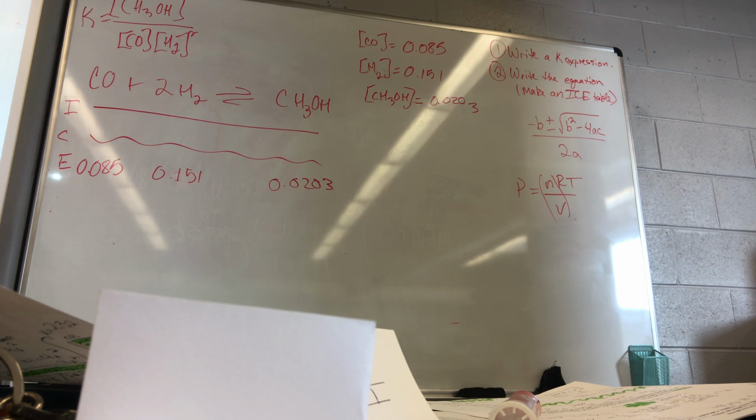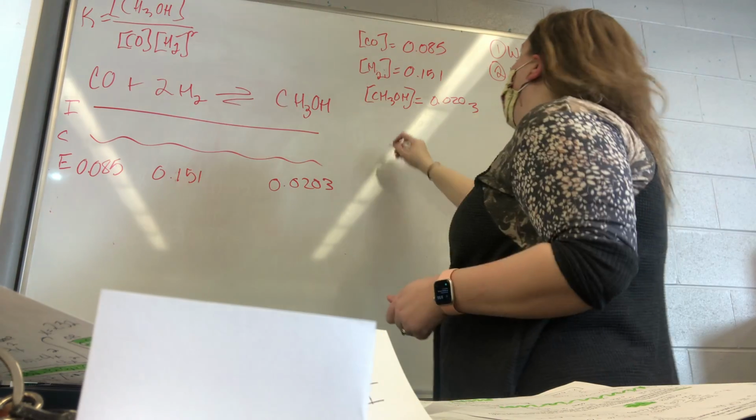I'll put it up on the board here in a second. But it's like 10.47. Plug them into the K, put them in here, and find K. 10.47, CH3OH is on top. What'd you get? 10.474. That's what I got. Stuck to my 10.47. Okay, that's what I got too.